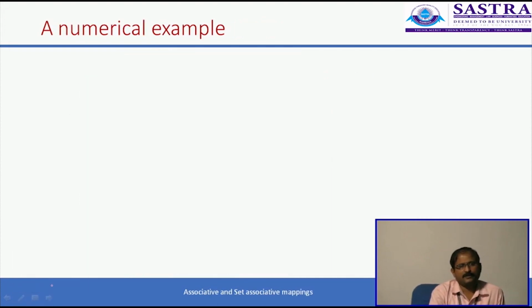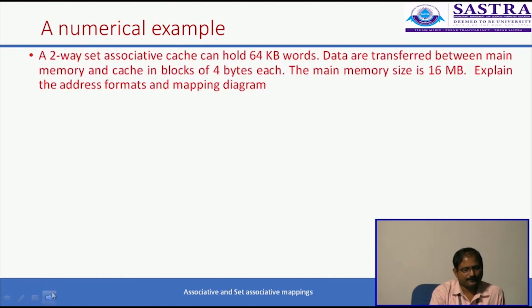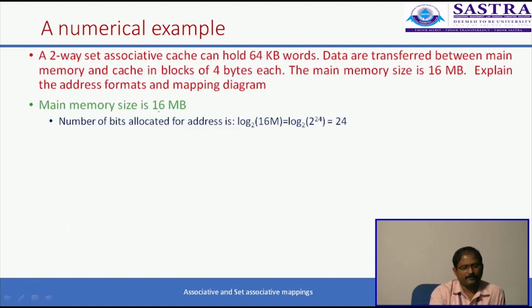So, let us see the same example for the set associative mapping also. Main memory size is 16 MB. So, the number of bits allocated for the address is log 16M base 2. Already we have discussed this. We have discussed the problem during fully associative mapping, same thing. This one is 24. So, the address bus size is 24 bit.